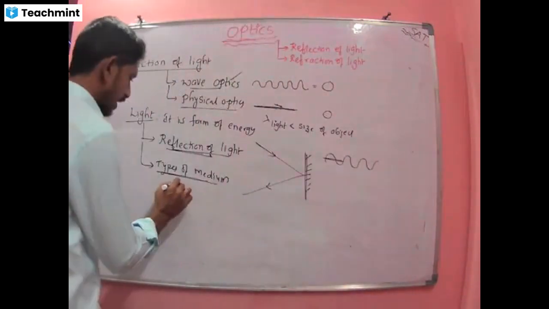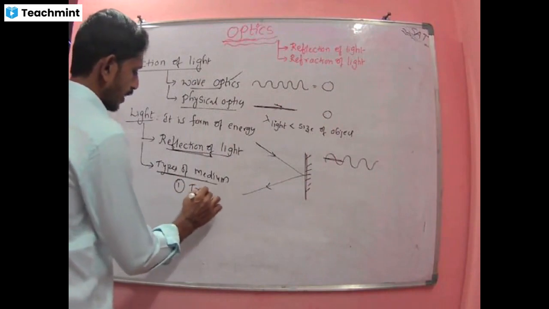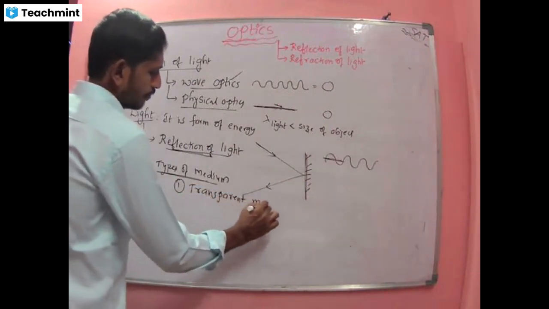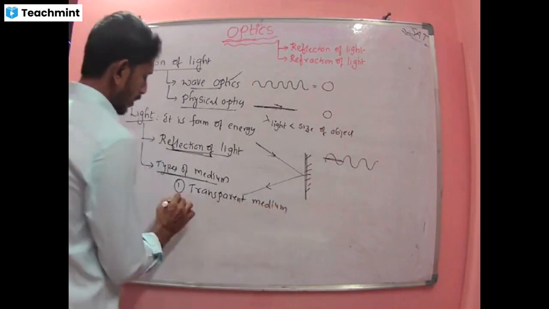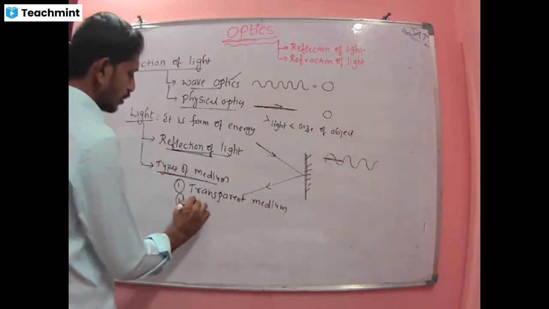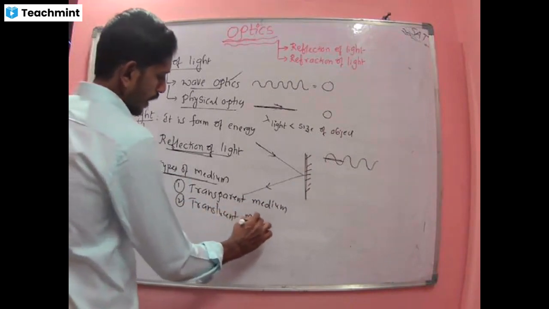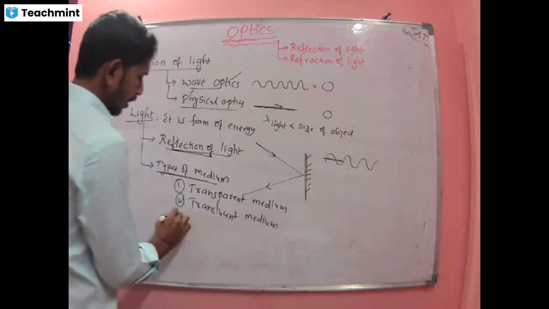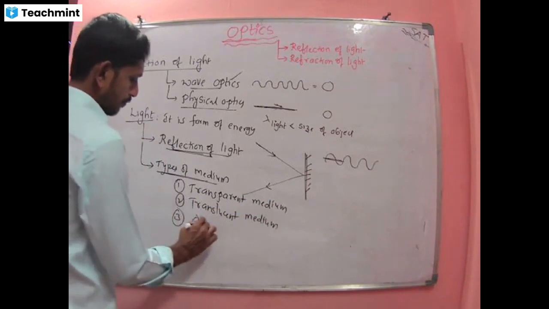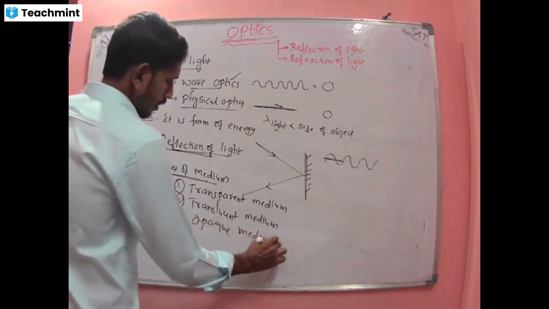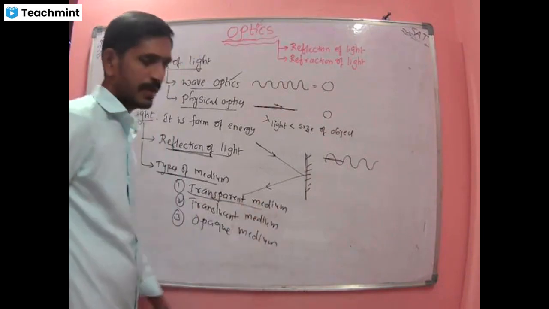One is a transparent medium. The second one is called a translucent medium. And the third one is the opaque medium. There are three types of mediums here. I want to explain the transparent medium first.